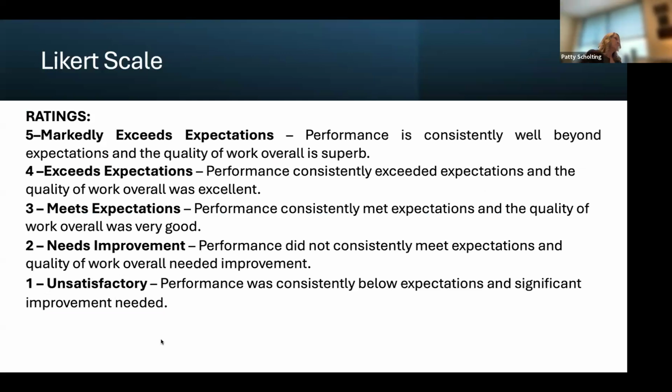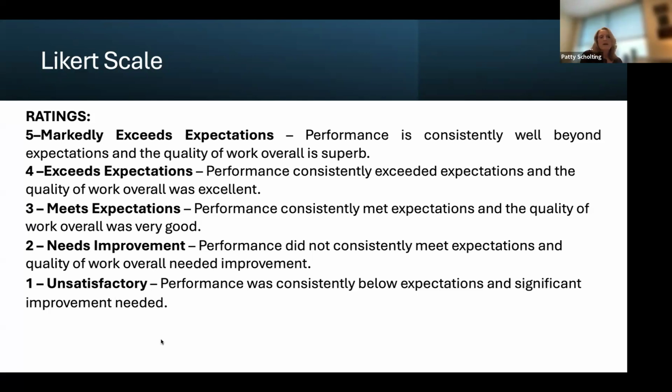A Likert scale is what we use in regards to completing the evaluations, 5 being markedly exceeds expectations, and then 1 being unsatisfactory. And then there's certainly room all in between. Now, I've been a preceptor myself, and I think it's easy if a student is delightful and nice and really friendly, it's easy to give them a 5, but I really want you to step back and look at their performance. Yes, they're kind, they're empathetic, but are they really doing a superb job?